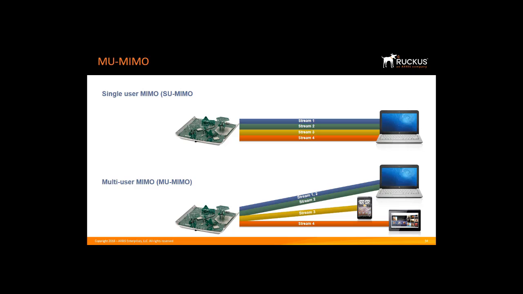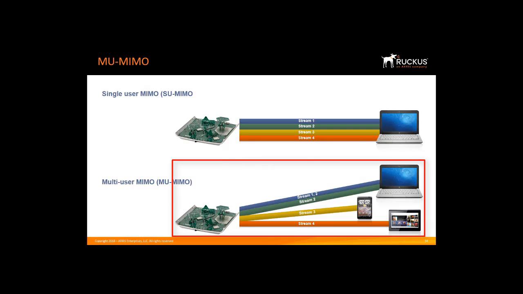In MU-MIMO, if I have a 4-stream AP like our R720 or R710 and a 4-stream laptop, I can transmit all 4 streams at the same time. However, today, this 4-stream laptop doesn't exist. There are no client devices with 4 streams. By using MU-MIMO, I could have a MacBook Pro or smartphone that has 2 streams and other clients with 1 stream each. MU-MIMO allows me to split the streams.